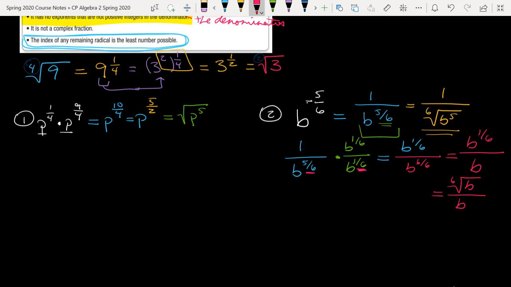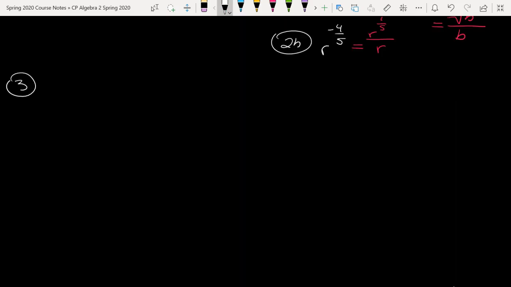But the point here was trying to rationalize a denominator where we knew we had a radical there. I'll leave you with one to try on your own. What if we had the expression r raised to the negative 4/5 power? The process of simplifying this is pretty much the same, and the answer you should come up with is r to the 1/5 over r. Give this a try and see if you can make sense of it.